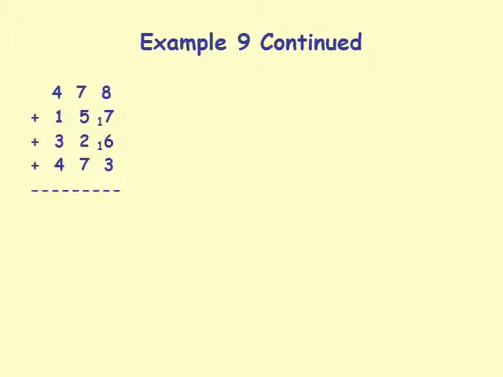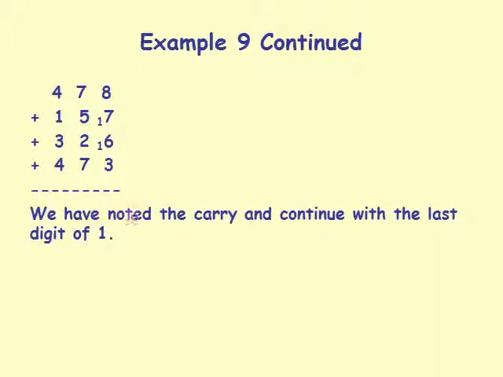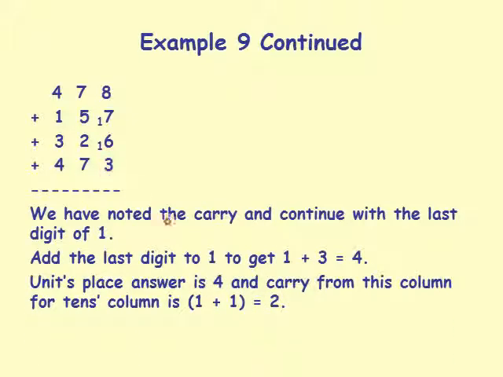Okay, here's the problem we had. We had noted down a carry and continued with the last digit of 1. So at this place, we just note this carry, and we continue with the last digit, which is 1. Then 1 plus 3 is 4. So we have added all the columns in the units place. We note that the carry is 2, carry 2 for the tens column, and the answer in the units place is 4.